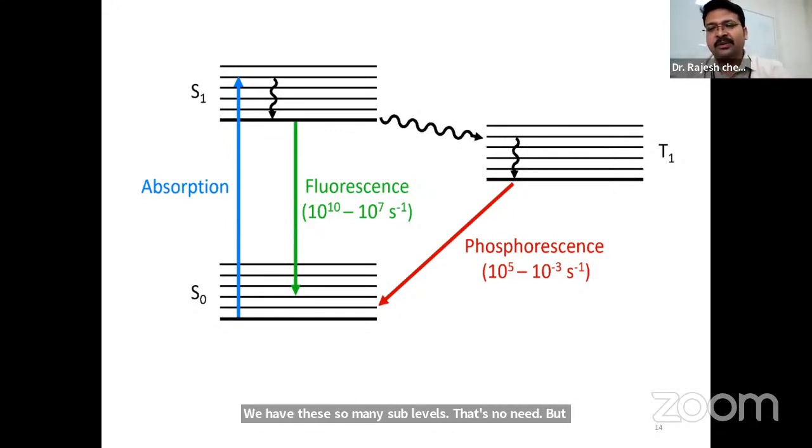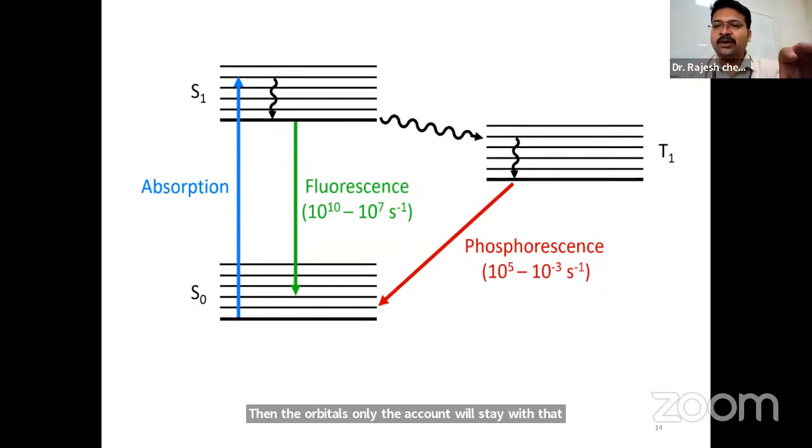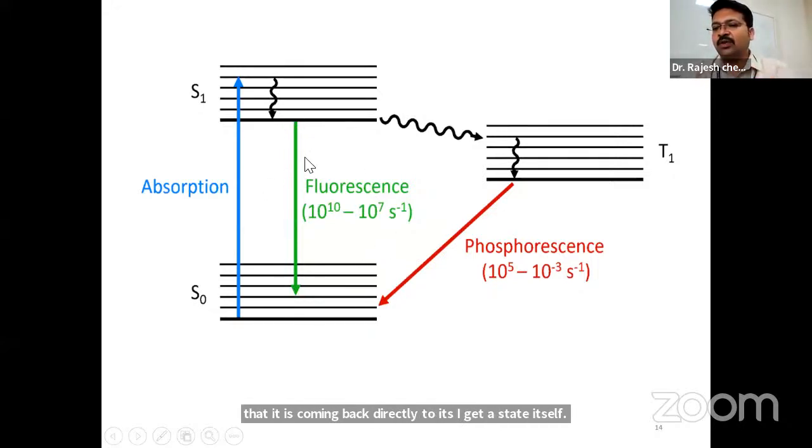So we have the molecular orbitals and electronic orbitals. The electrons will stay in the atomic orbital or molecular orbital, and that can be excited to the next orbital level. Okay. Now you can see from the ground state it goes to the excited level, and after that it comes back directly from its excited state. That is called fluorescence.